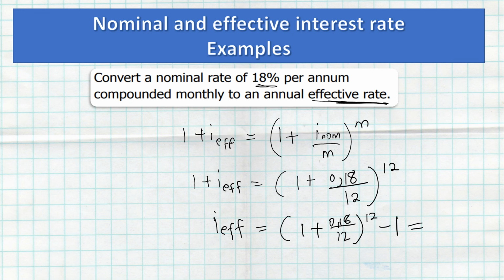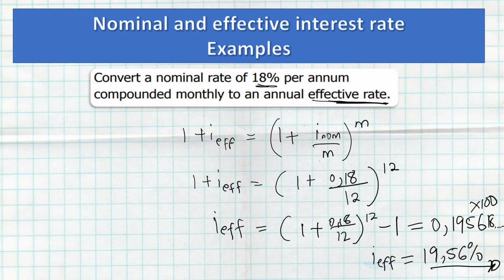I'm just going to use a calculator to get the answer for that. When I punch the calculator, it's giving me 0.195618, something like that. Going forth, I can convert this into a percentage by multiplying by 100. When multiplied by 100, it's going to be 19.56%. So this will be our effective rate, which is mostly like annual.